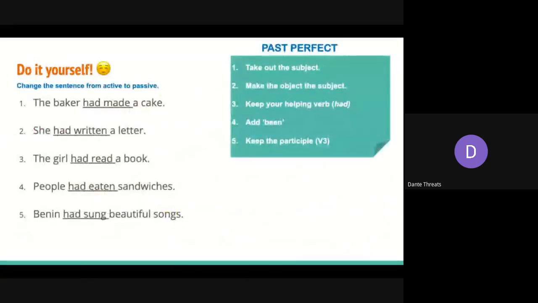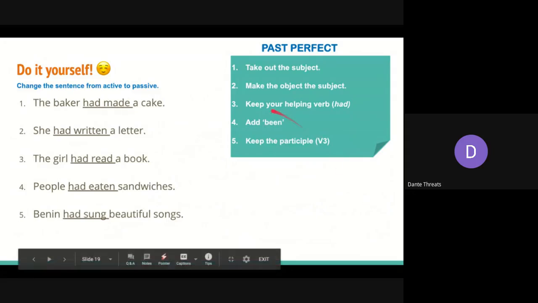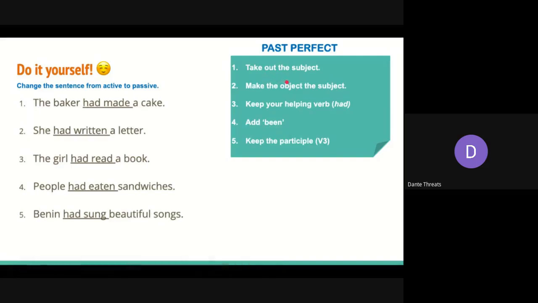Okay, so it should be pretty easy from this point out. Okay, again, we first take out the subject, then we make the object the subject, we keep the helping verb, we add been, and then we keep the participle. Okay? Again, I'm going to give you just a few minutes to change these active sentences to passive sentences.